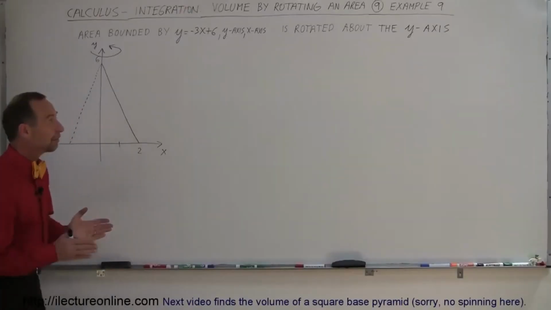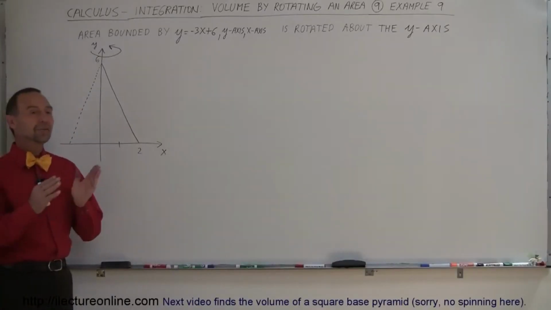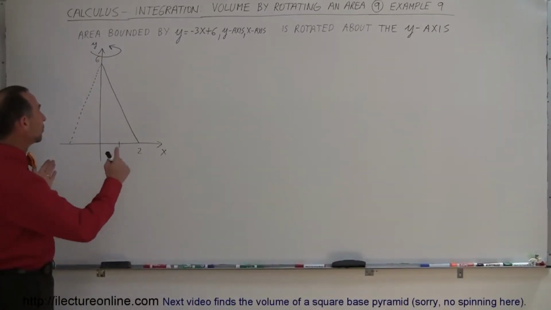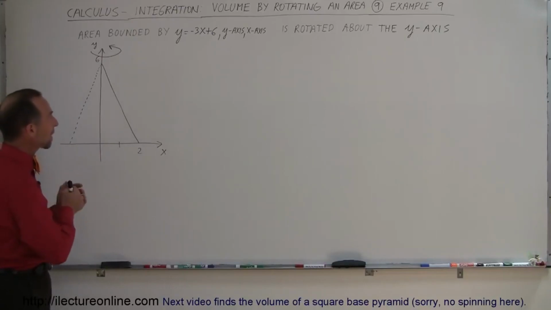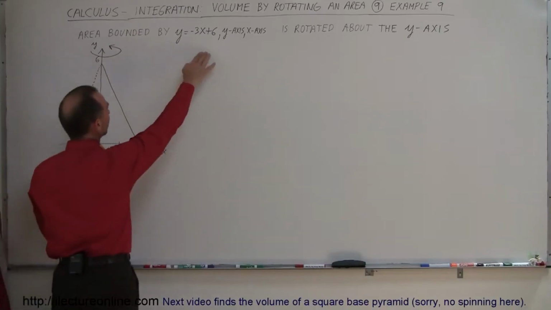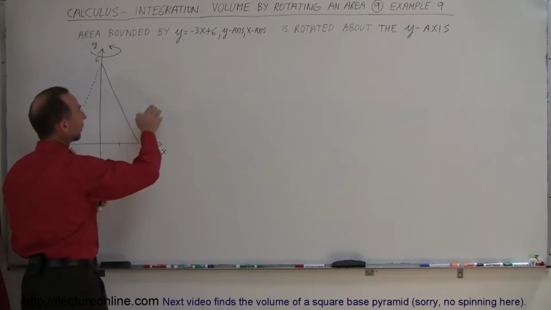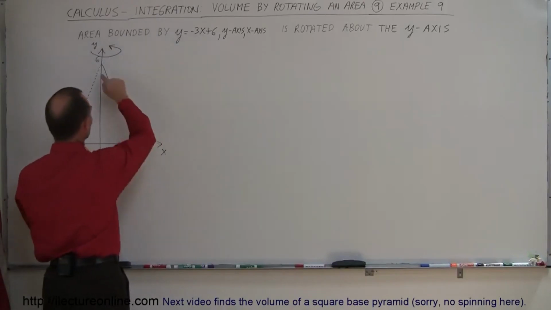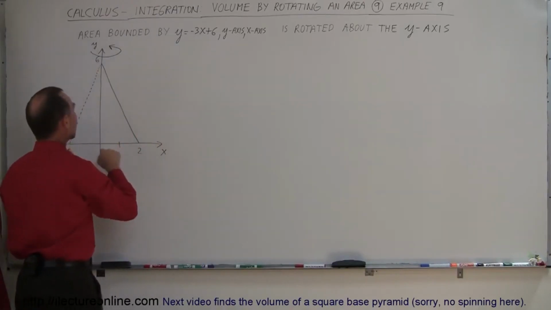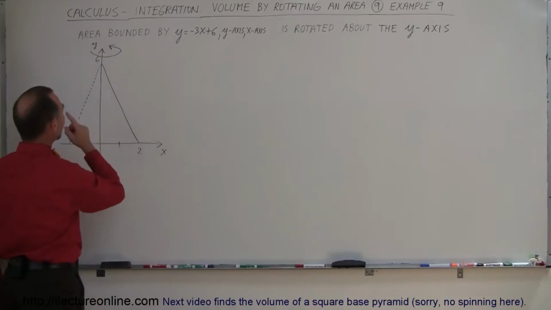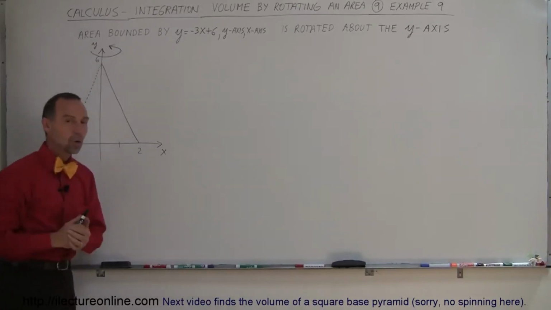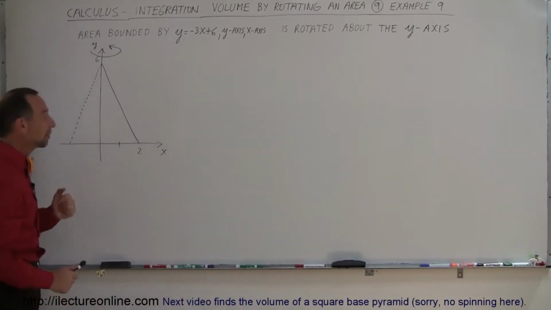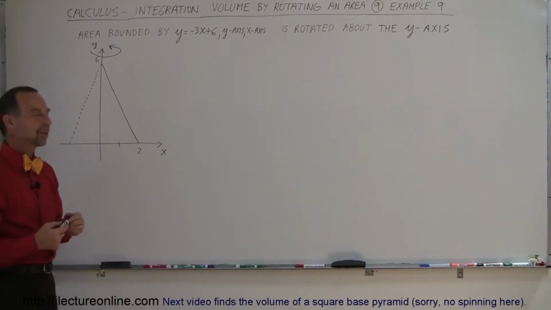Here's the next example of how to find the volume of an area that's being bounded by some equations and rotated about an axis. So here we have the equation y equals minus 3x plus 6 right here. And we're also bounded by the y-axis and the x-axis, so that gives us this little triangle right here. And then we rotate that about the y-axis. That gives us a nice cone. And we're going to try to find the volume of this cone using this particular method.